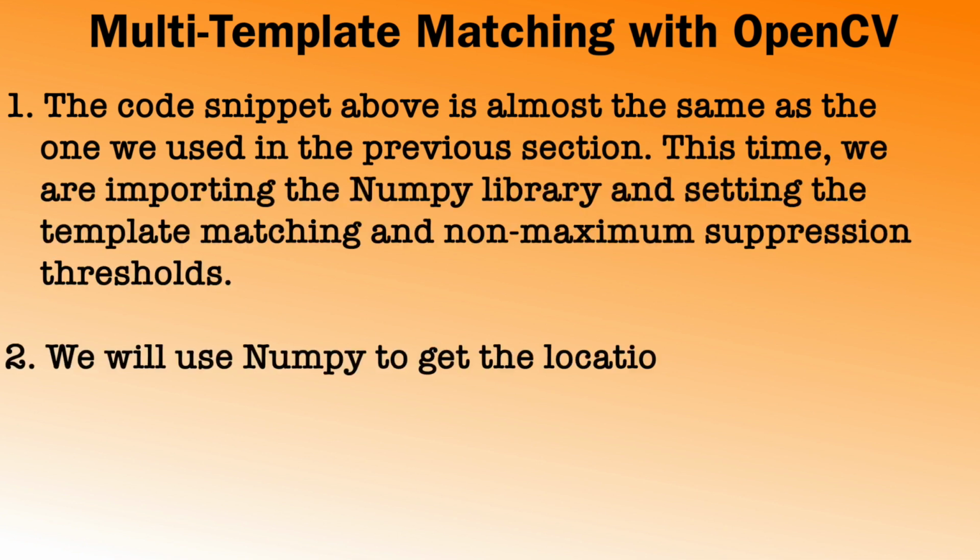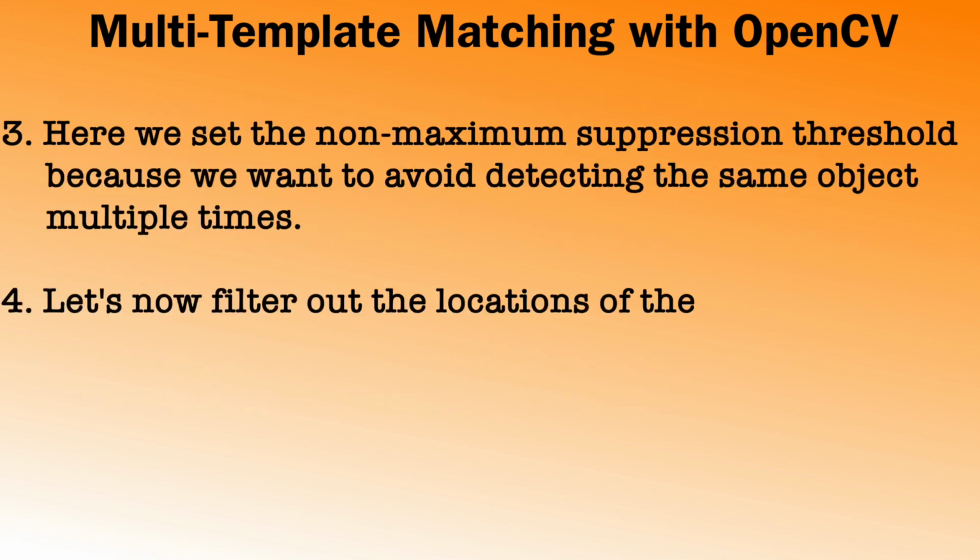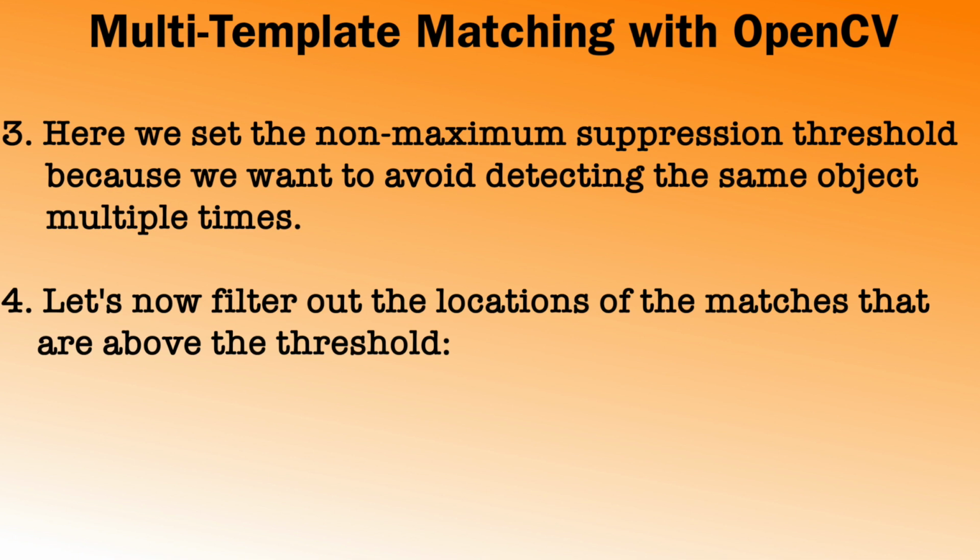The code snippet above is almost the same as the one we used in the previous section. This time we are importing the NumPy library and setting the template matching and non-maximum separation thresholds. We will use NumPy to get the location of all matches that are above the thresholds. Here we set the non-maximum separation threshold because we want to avoid detecting the same object multiple times. Let's now filter out the location of the matches that are above the threshold.